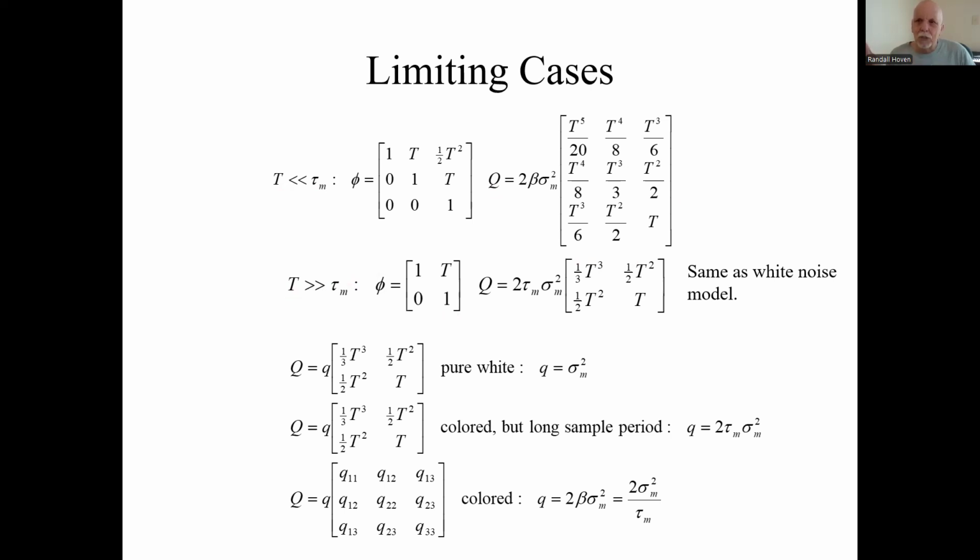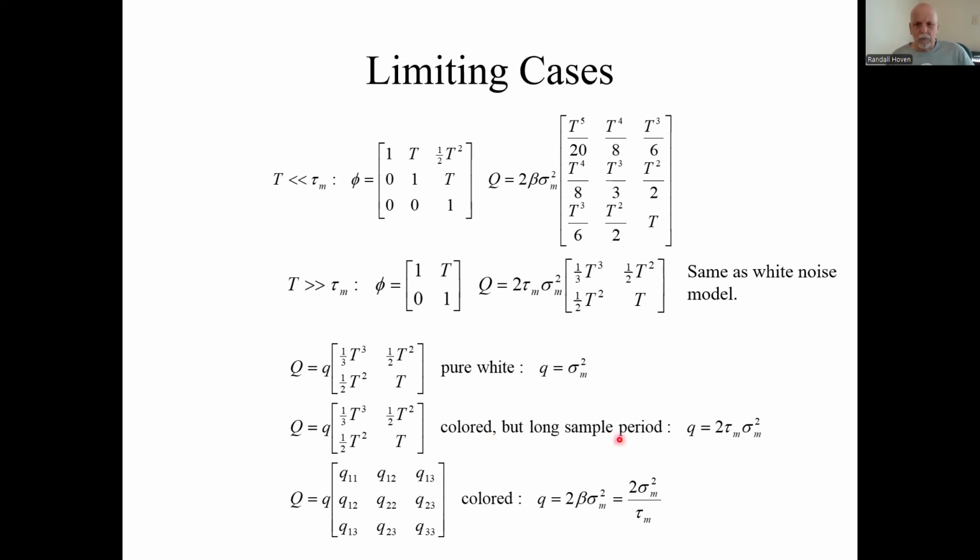It does you no good to try to estimate the acceleration because you're sampling too slowly, and you're back to modeling it as white noise. So it kind of depends on how fast you sample. I'm not going to go through this, but there are different ways to come up with that Q depending on your model. If you went pure white, you just pick some uncertainty, some variance on that acceleration, on that input.